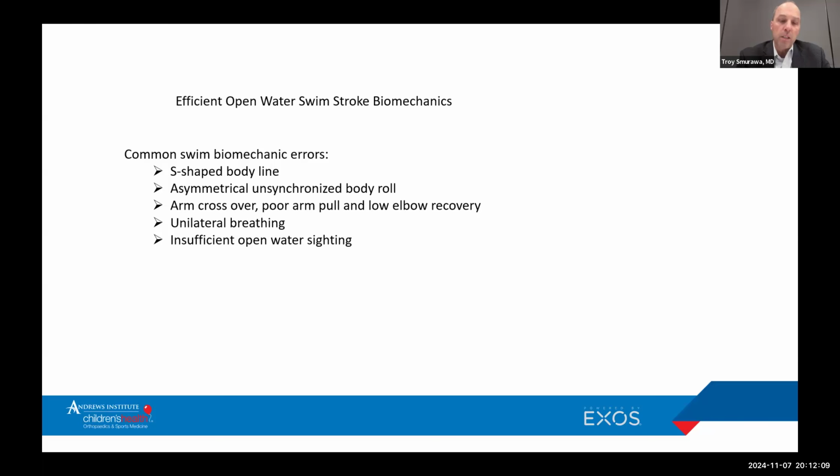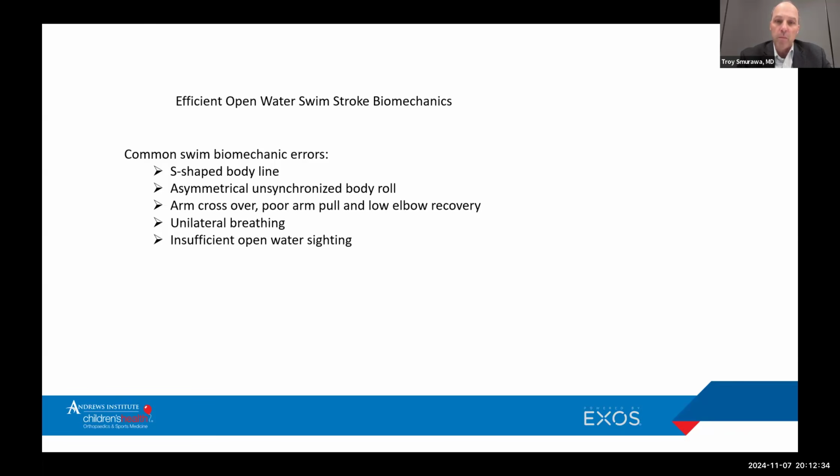The other thing with the swim mechanics that can affect your swimming efficiency is arm crossover. So this is if your arm is crossing over the center of your midline, and that will create increased forces and increased change in your swimming mechanics. Poor arm pull. If you're not pulling through, then you're just spinning in the water and you're not getting the amount of distance you want per stroke.